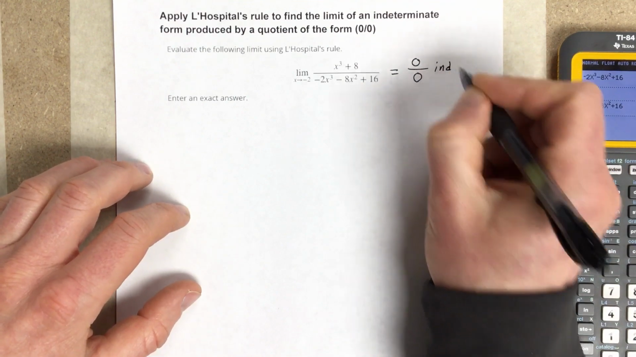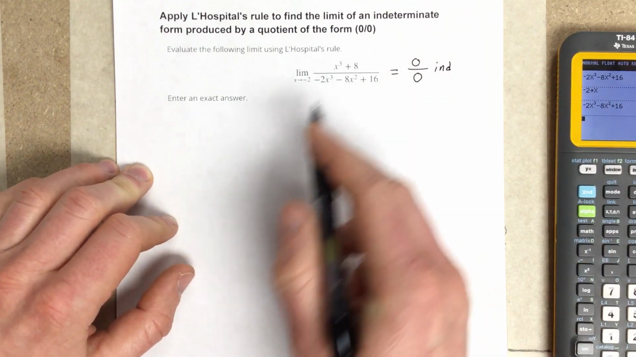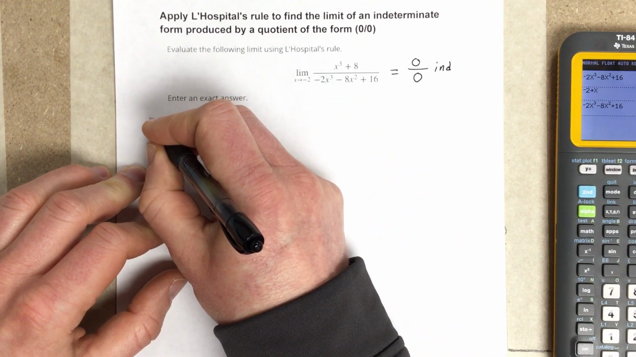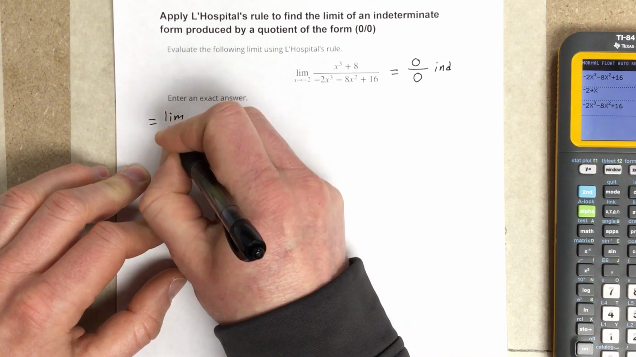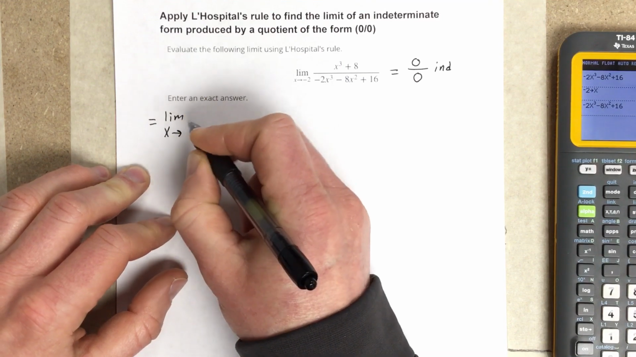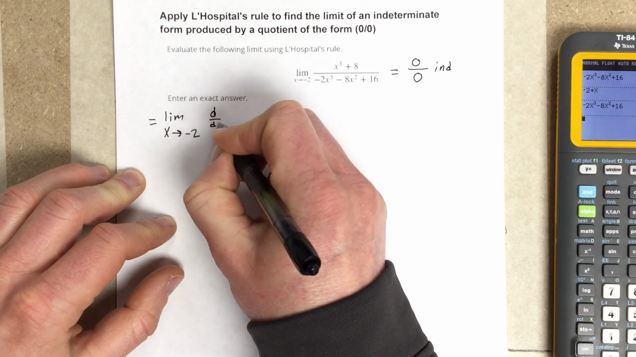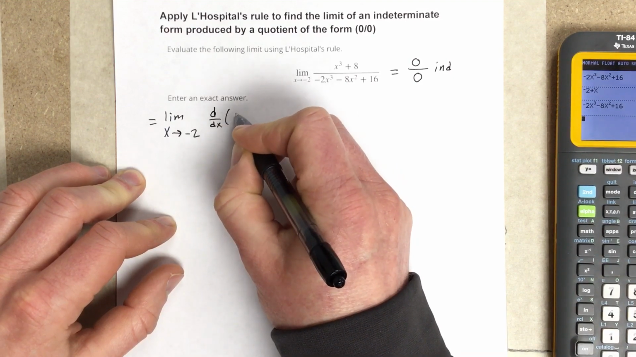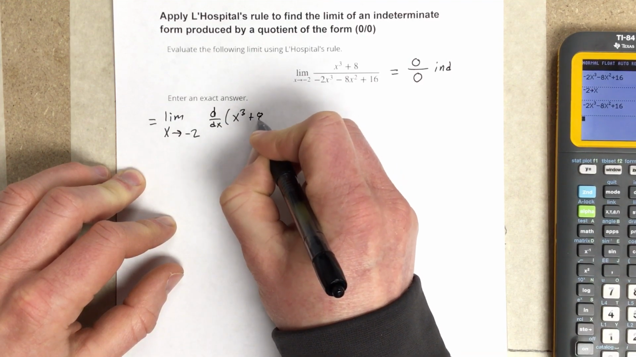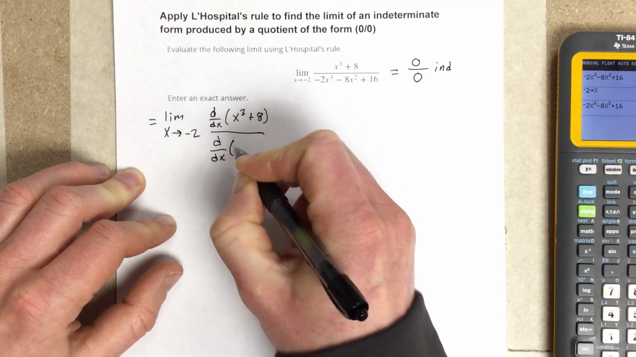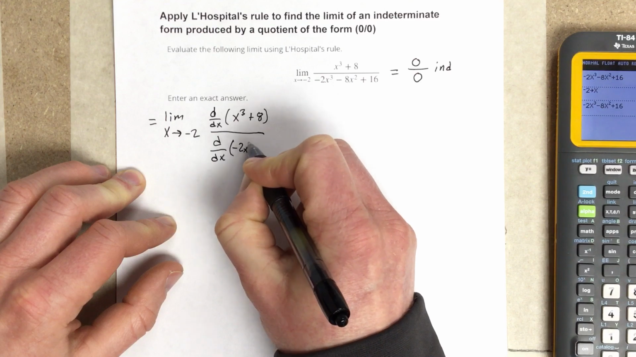Now we're going to use L'Hopital's rule to figure out the limit of this, and L'Hopital's rule says that I can take the limit as x approaches negative 2 and do the derivative of the numerator separately from the derivative of the denominator. So I'm not using quotient rule here, I'm just taking the derivatives individually.